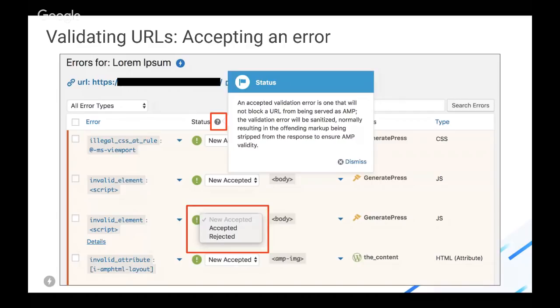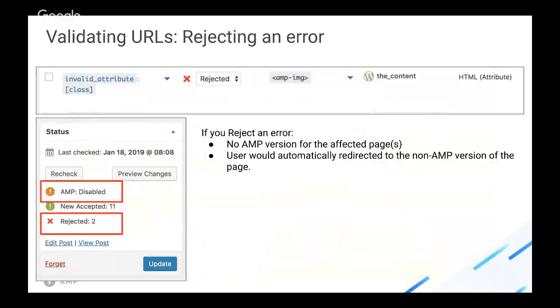The plugin would sanitize the JavaScript on the page, making the web page AMP valid, but without affecting JavaScript functionality. The website would be AMP compatible without the error, and all you have to do is accept the error to become AMP compatible. And moving forward, you can also reject an error. If you reject an error, that AMP version for the page won't exist, and users will automatically be directed to the non-AMP version of that page.